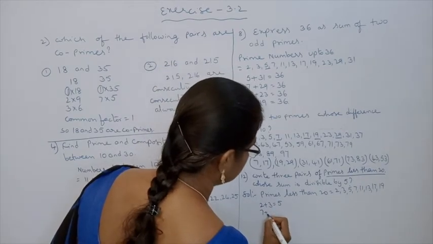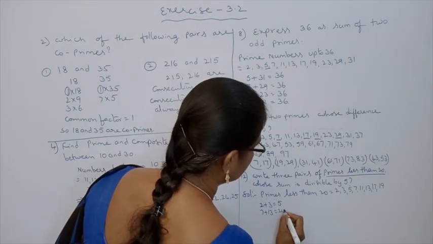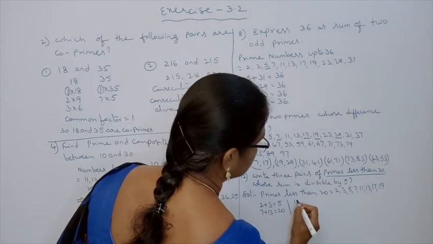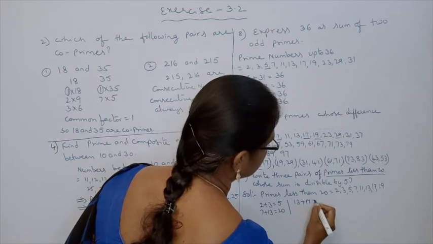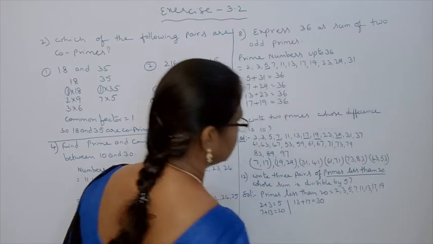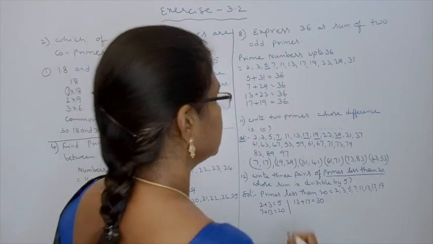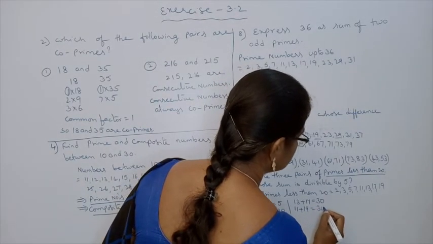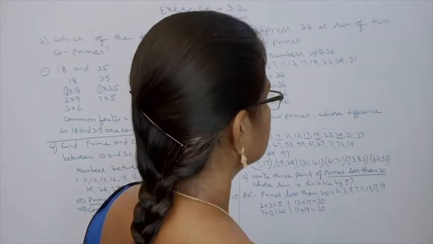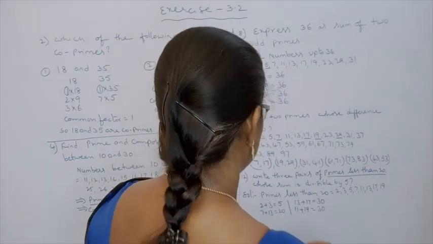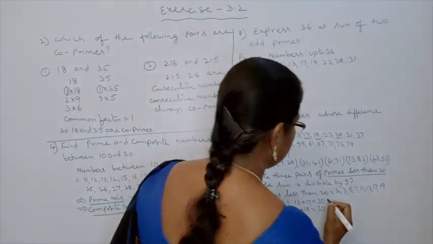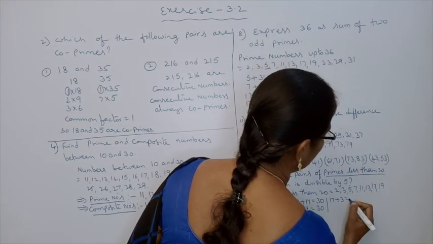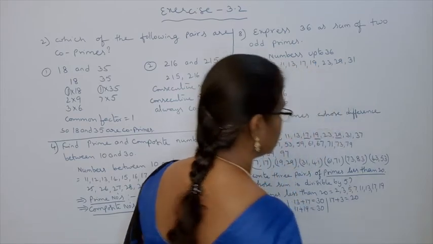7 plus 13, 20. 5 fours are 20. 13 plus 17, 30. 5 sixes are 30. Next, 11 plus 19, 30. 5 sixes are 30. Next, 17 plus 3: how much? 20. 20 is also divisible by 5.